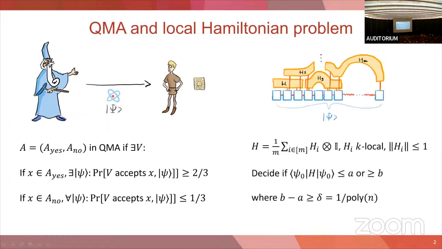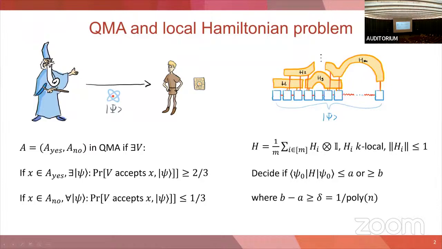And it is known that you can capture the full power of QMA, similar to how KSAT captures the full power of the class NP, by considering a generalization of KSAT, namely the K-local Hamiltonian problem. In this problem, you're given a description of Hermitian operators Hi, each of which acts non-trivially only on a subset K out of n qubits.